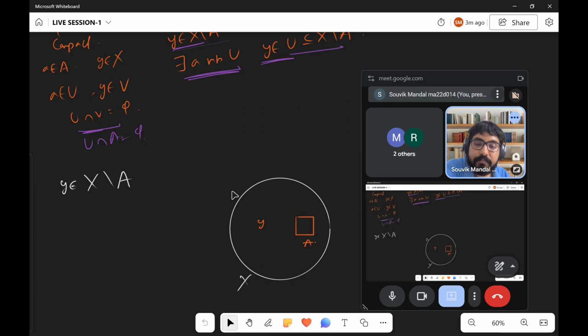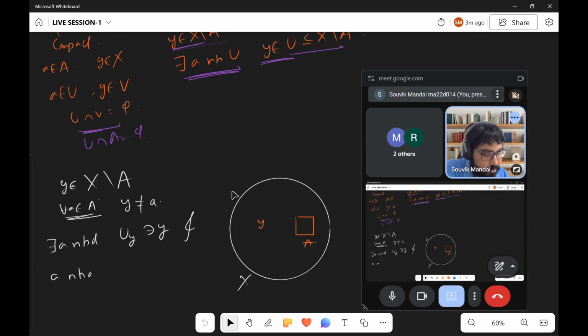So that means, for each a, since y is outside of A, if we take any a belonging to A, of course y will not equal a, right? Yes, sir. So by the property of Hausdorffness, what will we get? There exists a neighborhood Uy of y and a neighborhood Va of a such that Uy intersection Va is empty. Is it correct? Yes, sir.